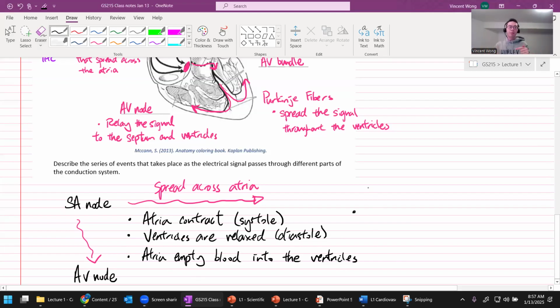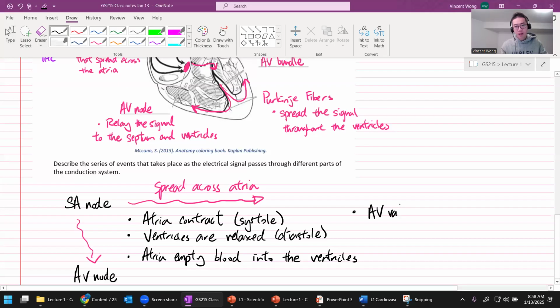Now, for this to happen, I know you're busy copying, but listen, for this to happen, which two valves need to be open? For the blood to leave the atria and fill up the ventricles, which two valves need to be opened? That's right, Peace. We have the tricuspid and bicuspid.